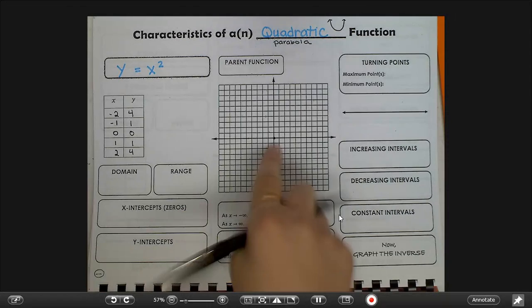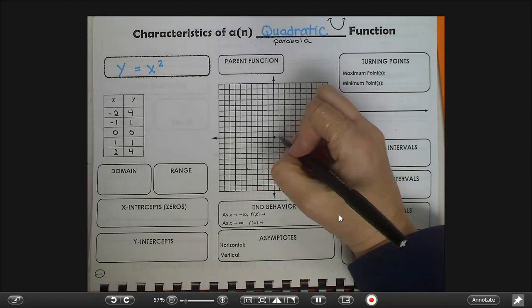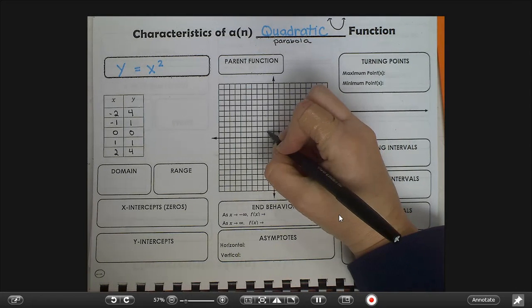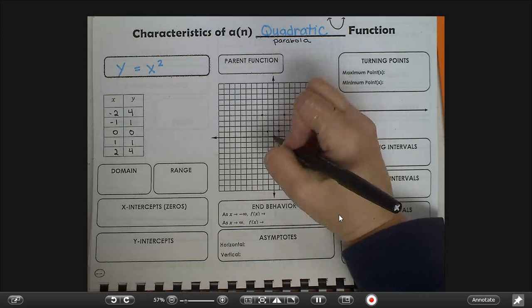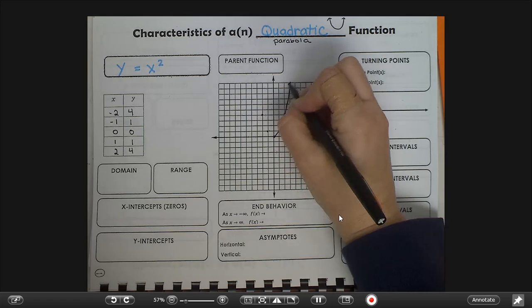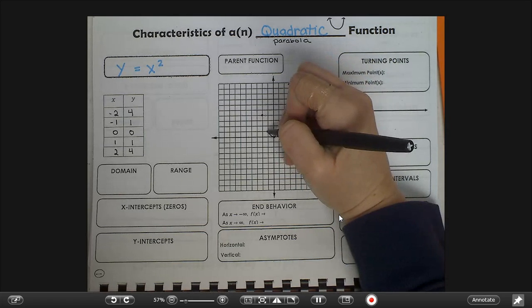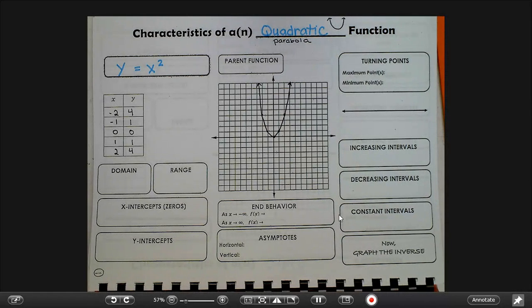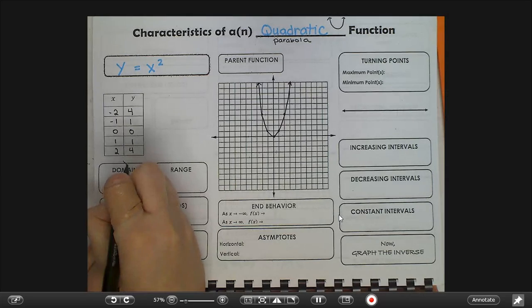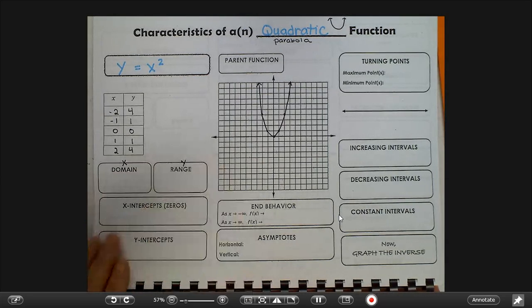So if we go over here and we plot this, we are going to have a picture of a parabola. And this is a really poorly drawn example of a parabola and the parent function. So let's talk about domain. Remember, domain are the X values and range are the Y values.